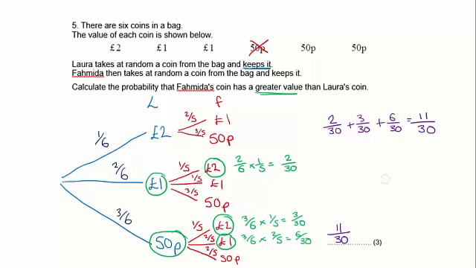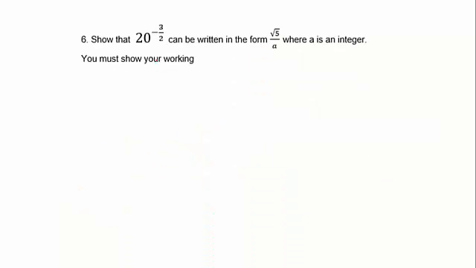Okay, question 6. Show that 20 to the power of -3/2 can be written in the form √5/a, where a is an integer. You must show your working. So remember, integer is a whole number, so we've got to make sure our denominator is a whole number. So we have 20 to the power of -3/2.